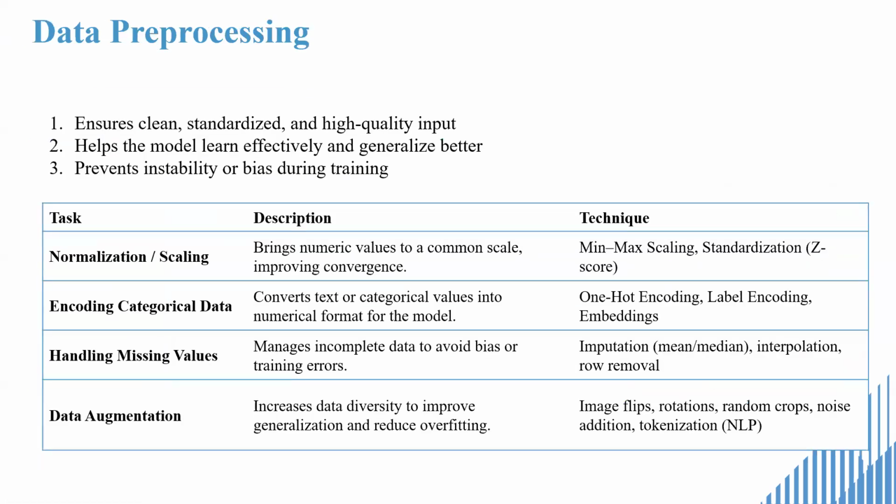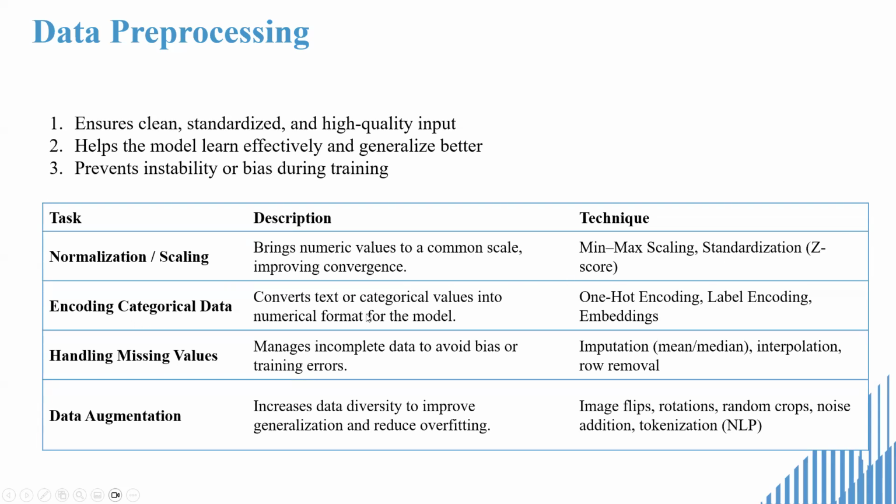So data processing, as you know, ensures clean, standardized, and high quality input, which helps the model learn effectively and generalize better, and prevents instability and biases during training. So you have normalization and scaling. You can have min-max scaling, standardization, z-score, which we have in mathematics.